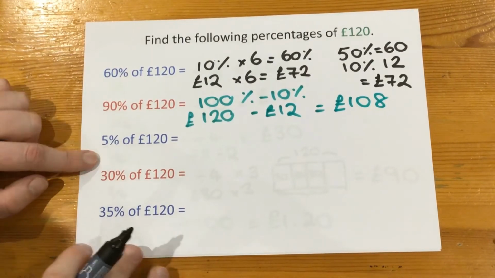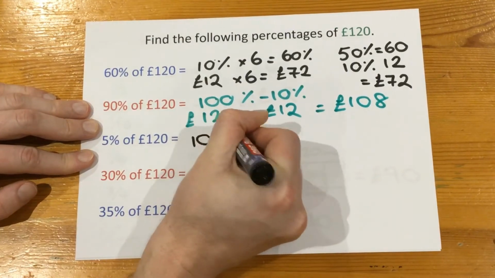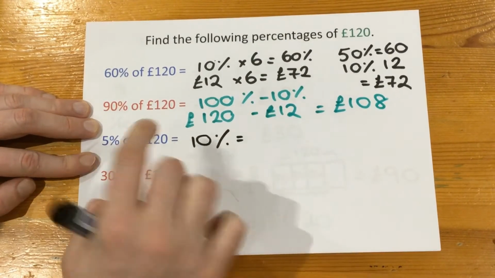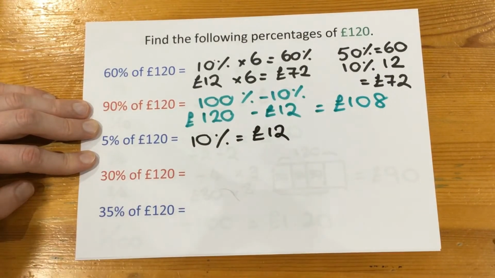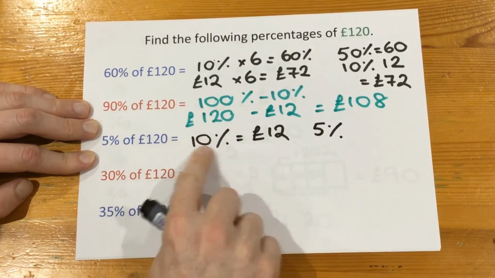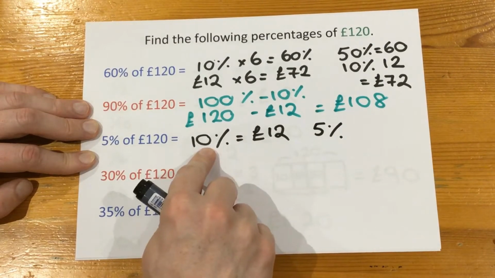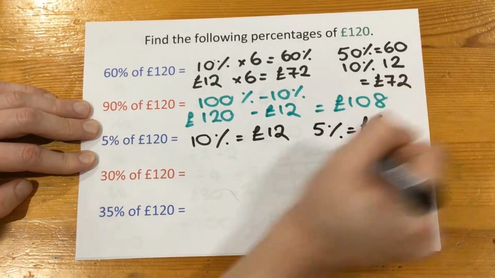5%. 5% is just half of 10%. I know 10% of £120 is £12. So very simply, 5% must be half of this number here. Half of 10% is 5%. Half of £12 is £6.